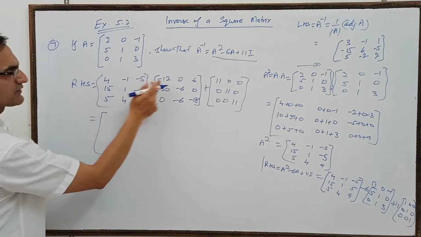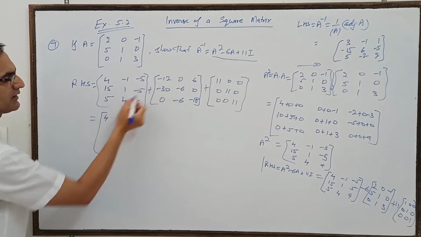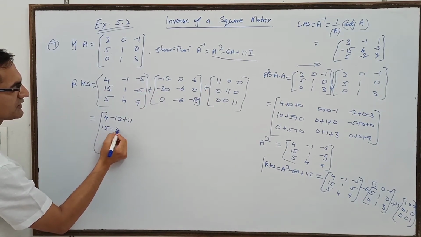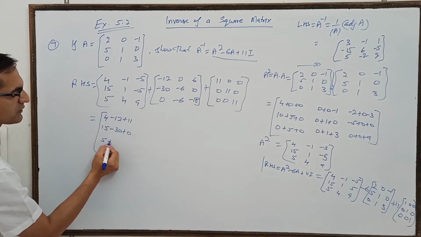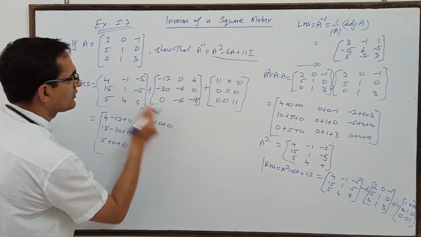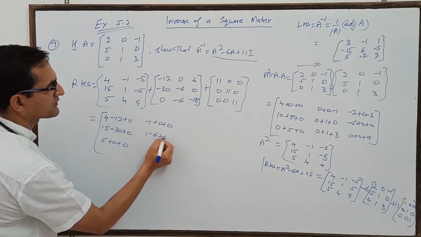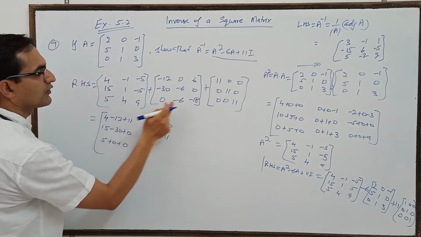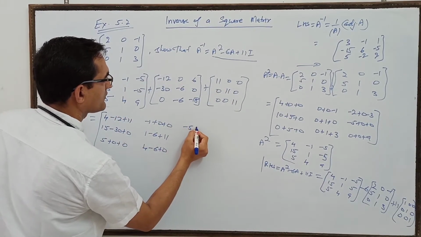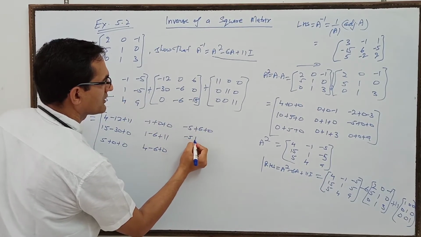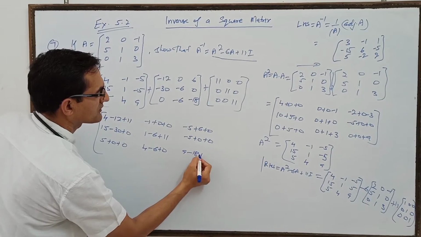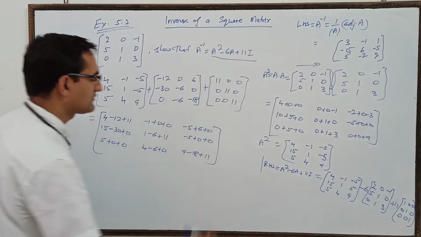This is 4 plus minus 12 plus 11. 15 minus 30 plus 0. 5 plus 0 plus 0, minus 1 plus 0 plus 0, 1 minus 6 plus 11, 4 minus 6 plus 0, and minus 5 plus 6 plus 0, minus 5 plus 0 plus 0, 9 plus 9 minus 18 plus 11 plus 11. So this is simplified.